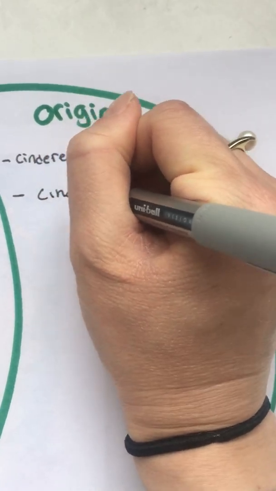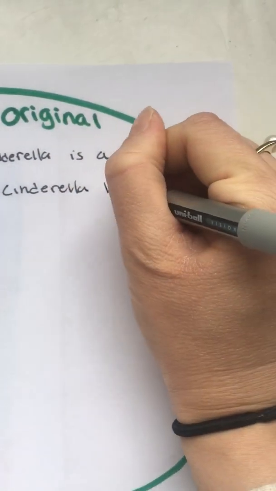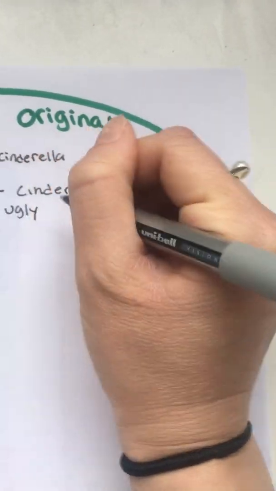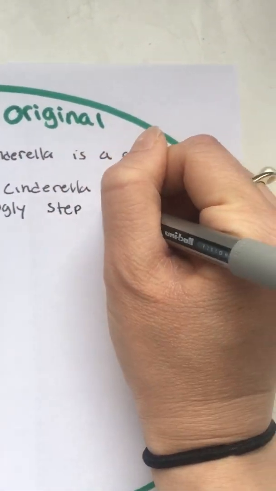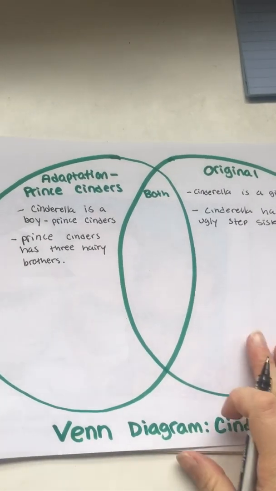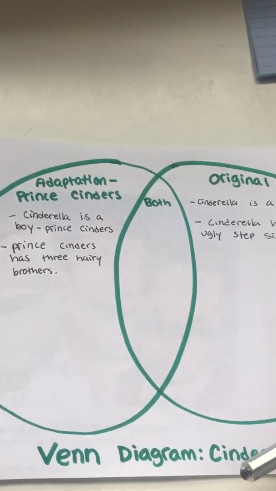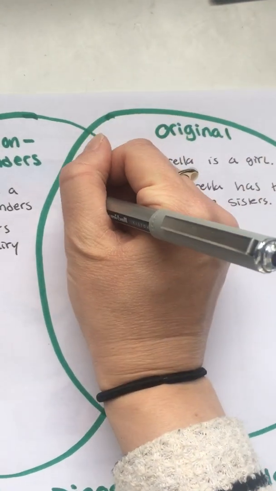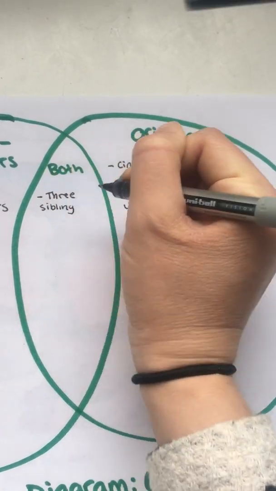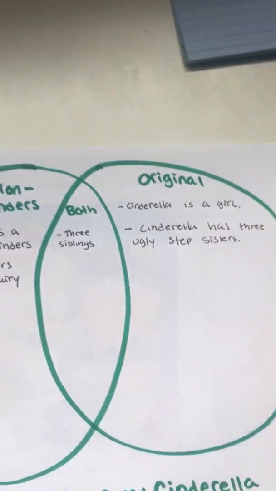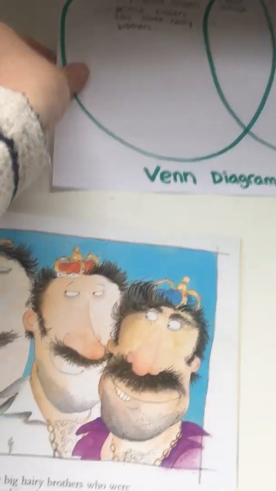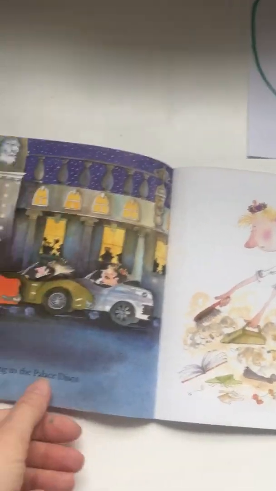Cinderella. Okay, and then I'm thinking about both of them, and I noticed that a similarity between both of them is that there's 3 siblings. So Cinderella has 3 stepsisters. Prince Cinders has 3 brothers. Let's read the next page and see if we notice any other similarities and differences between the original and the classic version.